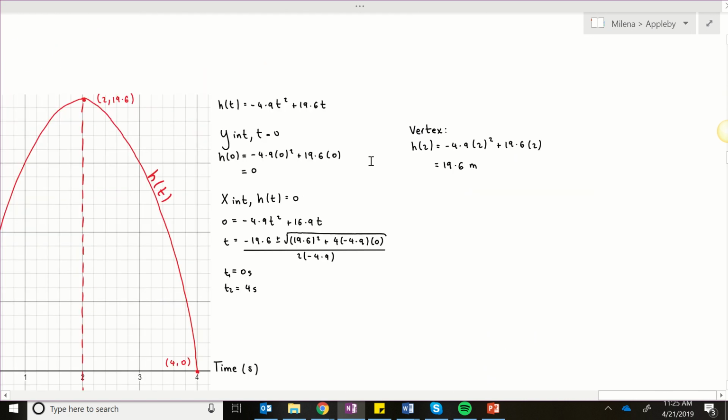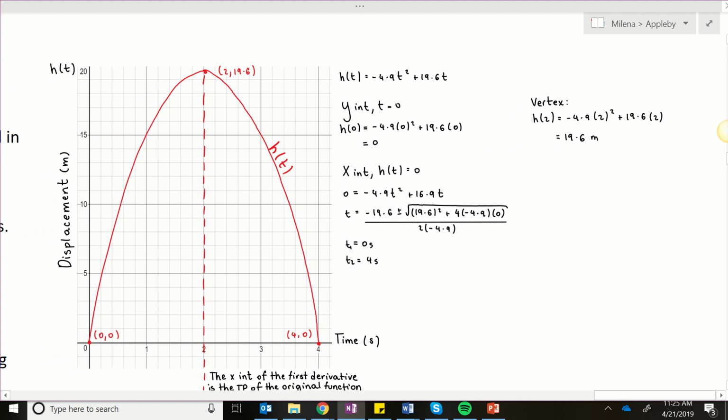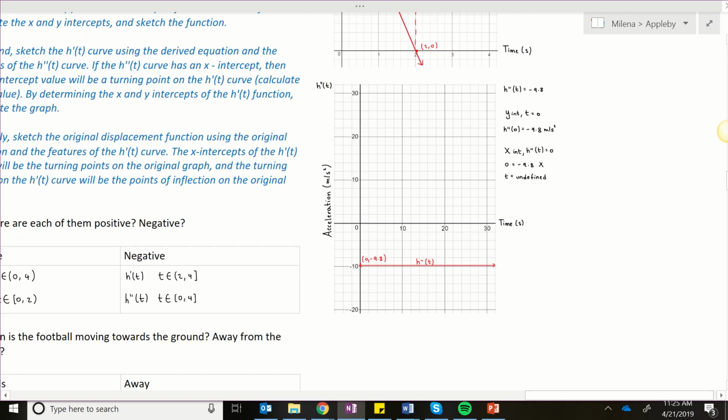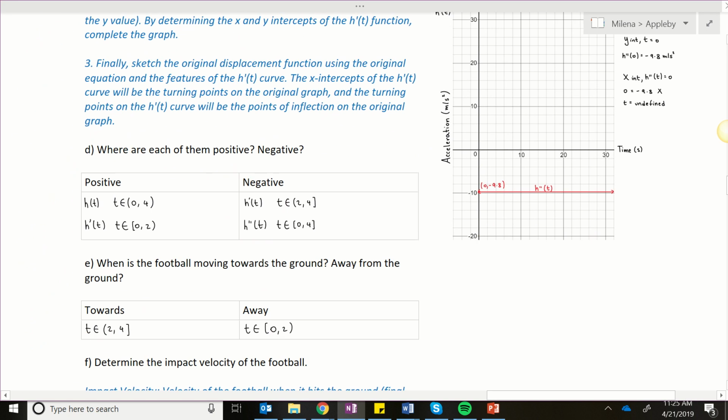And we can do that by substituting the value of 2 in our displacement equation to evaluate 19.6 meters. All right, again, I'm going to write the equation in the top corner. As you can see, it was really easy to just calculate that vertex. And I'm also going to compute my y and x intercepts and sketch the equation accordingly. All right, so now that we have our 3 graphs sketched, we can answer the following questions about this scenario.